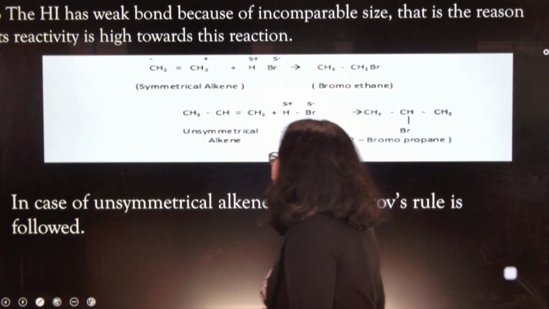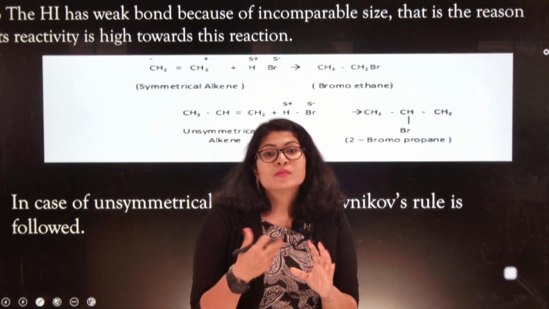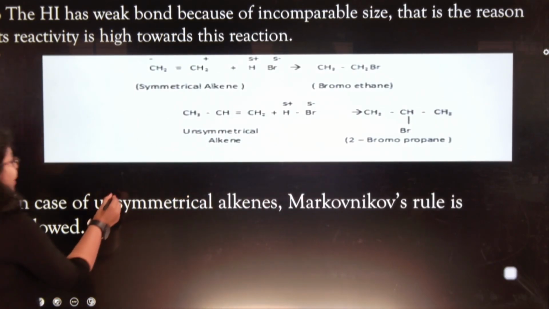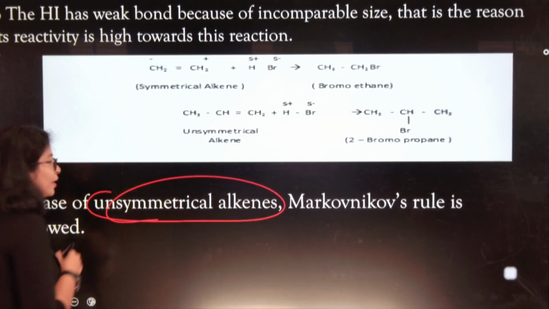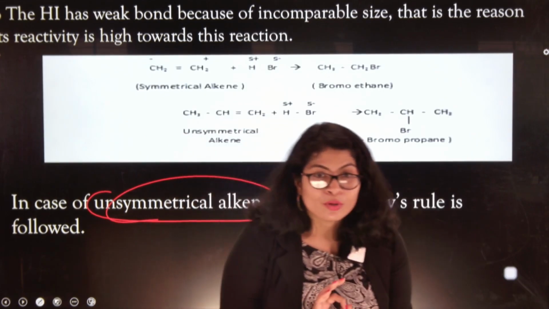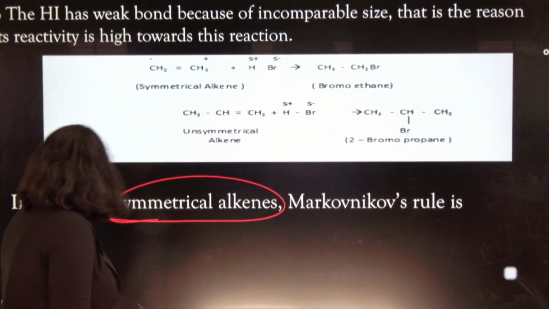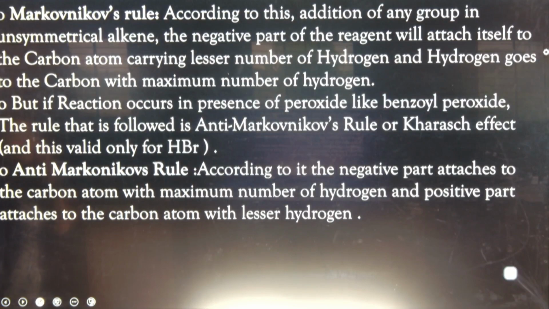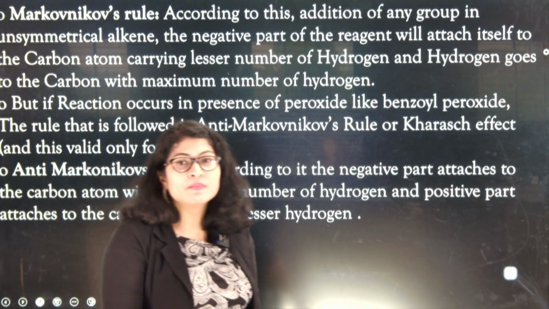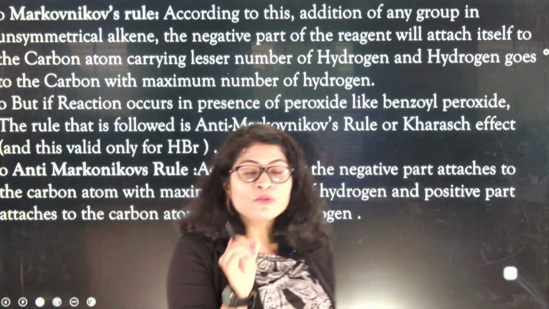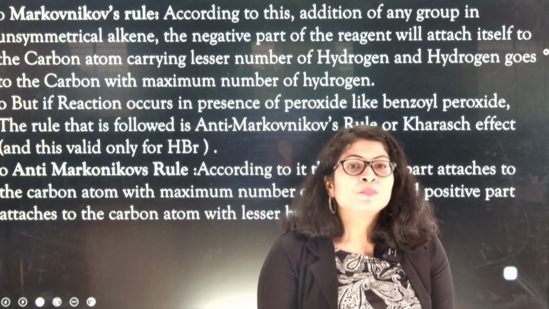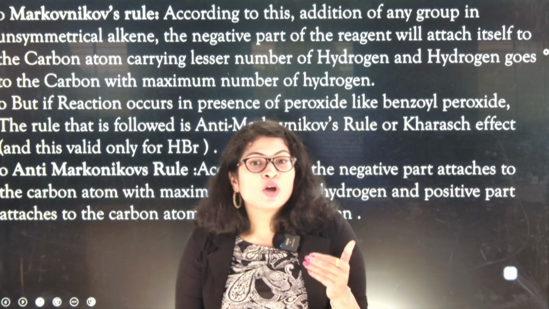Okay. Now, what discrepancy arises if there is an unsymmetrical alkene? If an unsymmetrical alkene is there, then usually Markovnikov's rule is followed. Now, what does Markovnikov's rule state? See, Markovnikov's rule says that in addition to an unsymmetrical alkene, the negative part of the reagent will attach itself to that carbon atom which carries the lesser number of hydrogens.